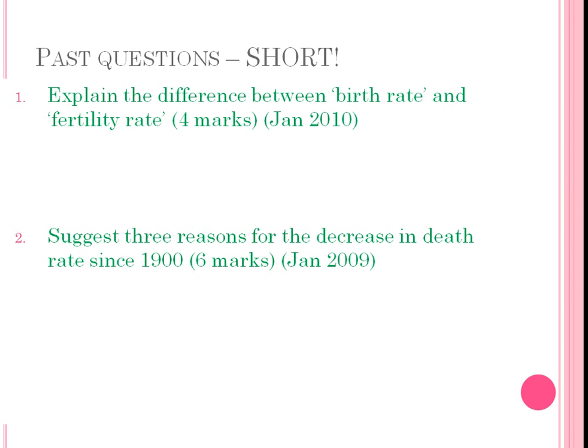Now, here are some past exam questions, some short ones. What I would recommend is that you have a go at these, pause the tutorial and then press play to see the answers. So explain the difference between birth rate and fertility rate, 4 marks, define both. Suggest 3 reasons for the decrease in death rate, 3 bullet points.